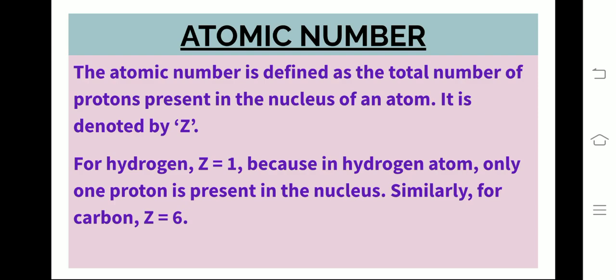Atomic number. Atomic number is defined as the total number of protons present in the nucleus of an atom. The atomic number of an element is denoted by the letter Z. For example, the atomic number of hydrogen is 1, because in a hydrogen atom only one proton is present in the nucleus. Similarly, the atomic number of carbon is 6. That means carbon has 6 protons in its nucleus.